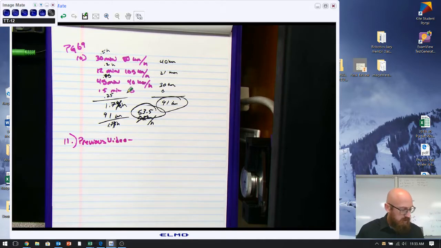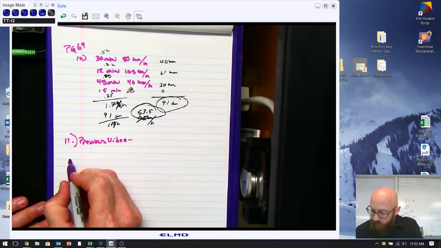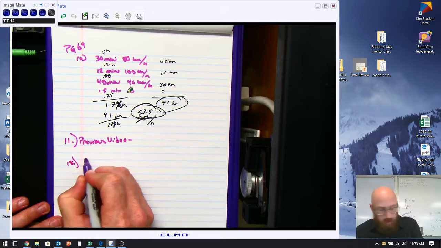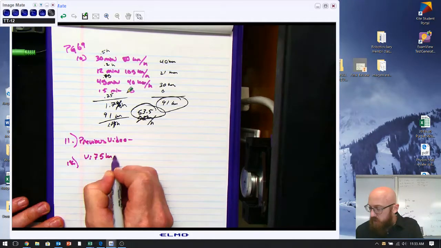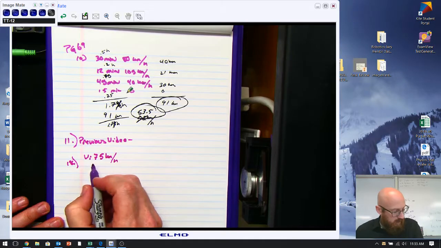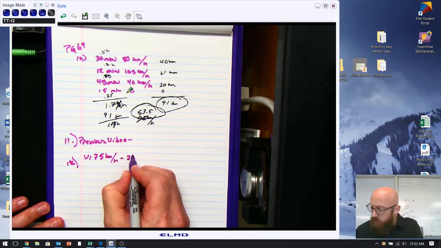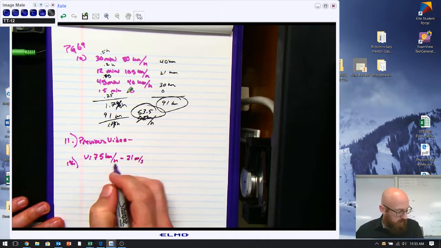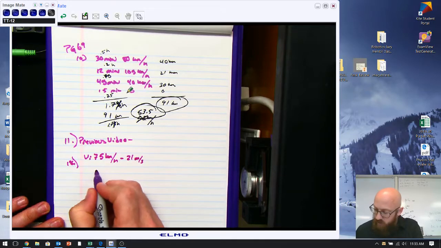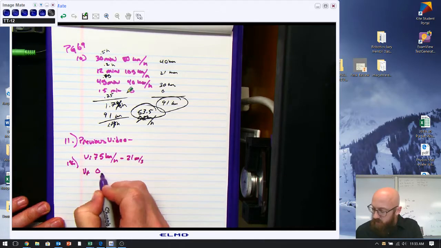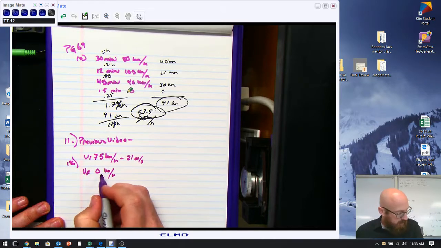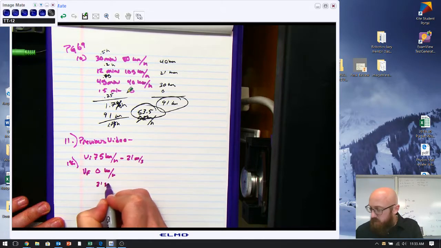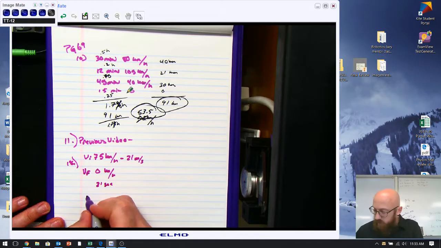Number 18, bus slows down uniformly from 75 kilometers an hour. So the bus's initial velocity VI was 75 kilometers per hour, or just 21 meters per second. Thankfully, it was given in the book. It comes to rest, VF 0 kilometers per hour, in a whopping 21 seconds. They want to know how far it goes, delta x.